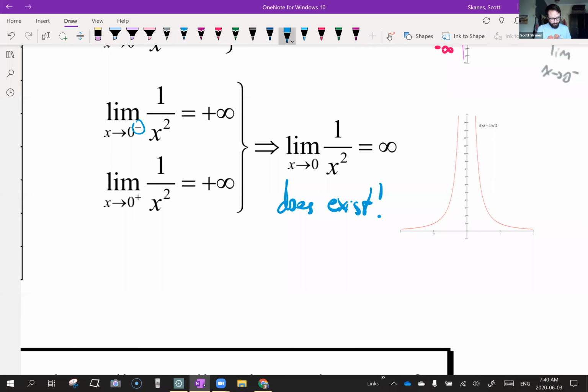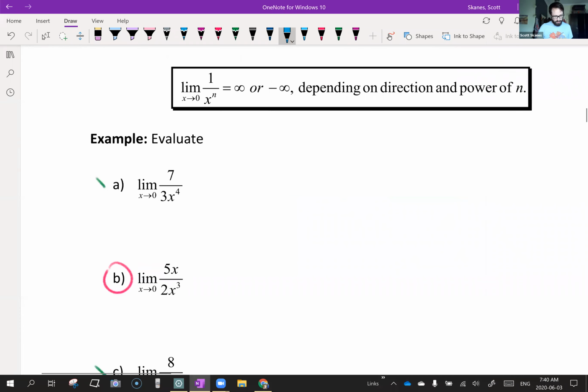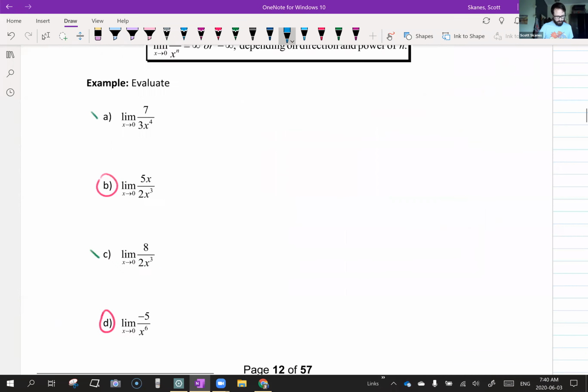From the left and from the right, it exists. Okay, it explodes to infinity. So I'm not going to oversell that. I'm just going to very quickly write what the answers are, because I know what the graphs look like, and you could work it out algebraically as well, but I'll do the shortcut method.